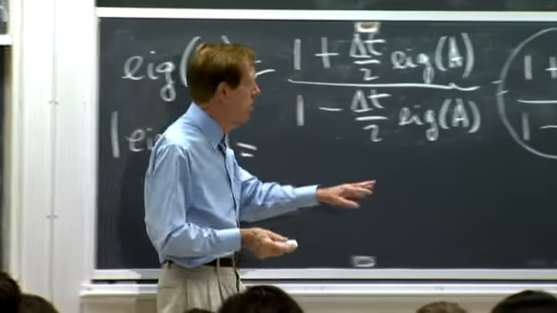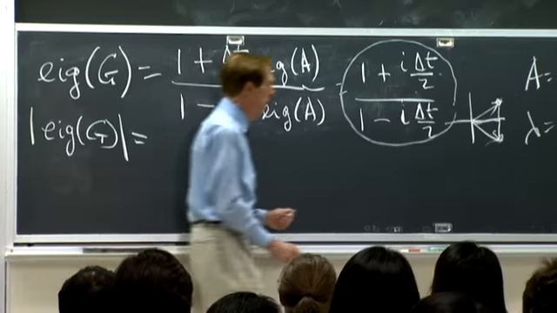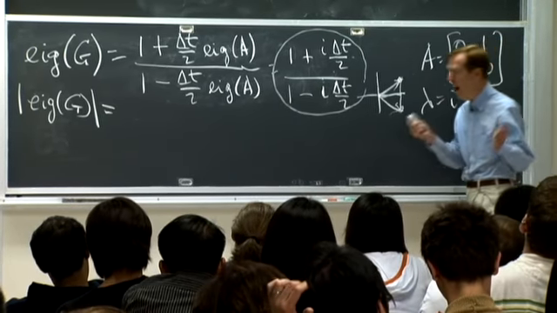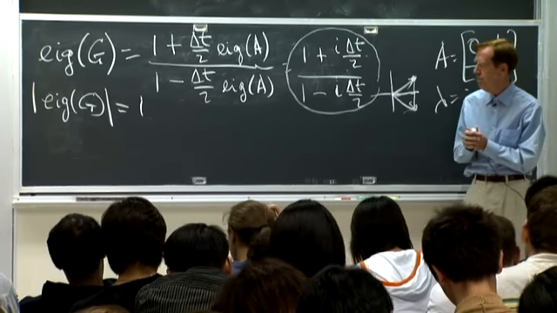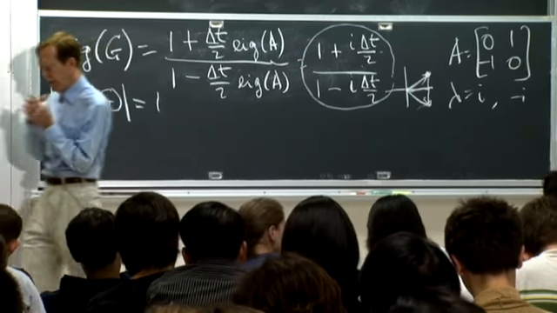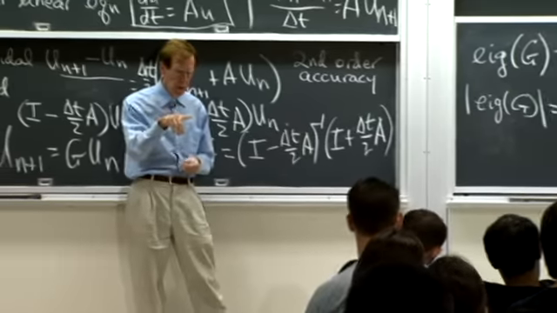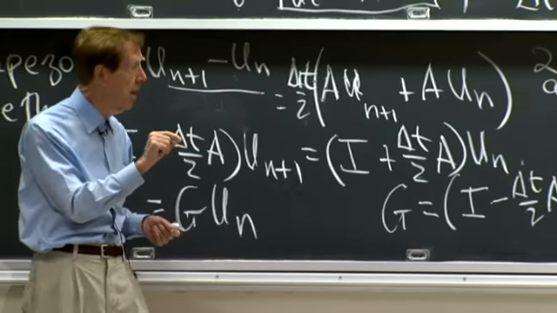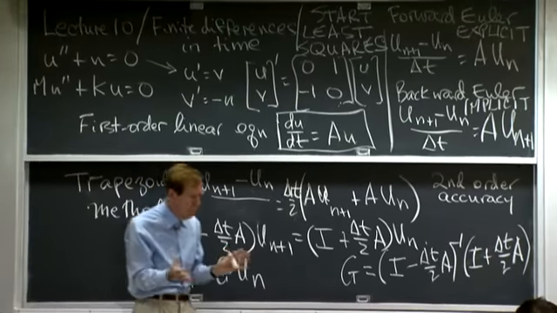So magnitude, absolute value, is just the absolute value of that divided by the absolute value of that. It's this distance divided by this distance, and you told me already the answer is 1. Okay, the eigenvalues are right on the unit circle. In some ways that's wonderful, right? The solution, if you compute exactly, will stay on the unit circle. Of course, it will not be exactly the same as the continuous solution, but the energy won't change.